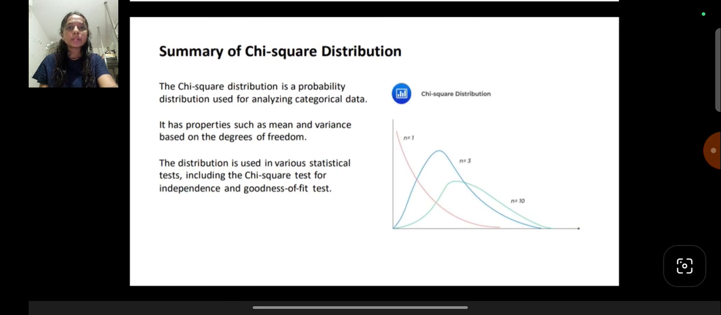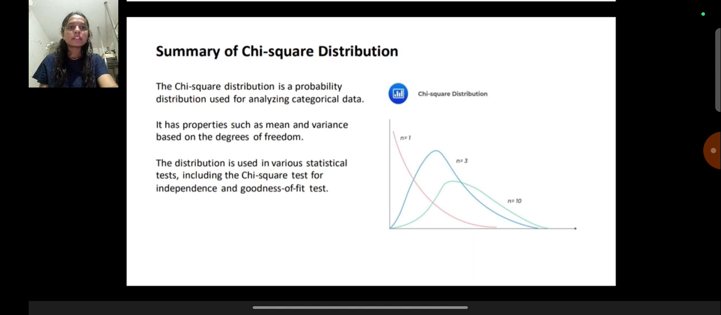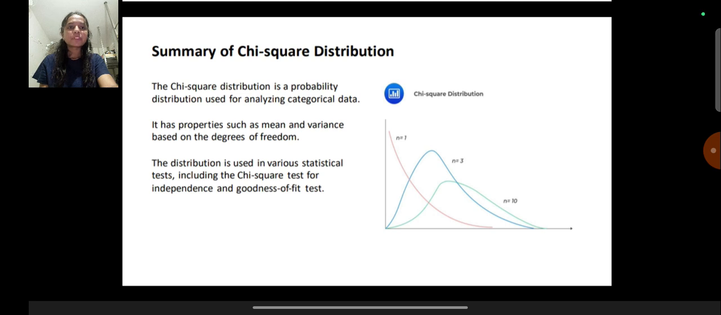And next, summary of chi-square distribution. The chi-square distribution is a probability distribution used for analyzing categorical data. It has properties such as mean and variance based on the degrees of freedom. The distribution is used in various statistical tests including the chi-square test for independence and goodness of fit test. This is the conclusion of chi-square distribution and example of chi-square distribution.